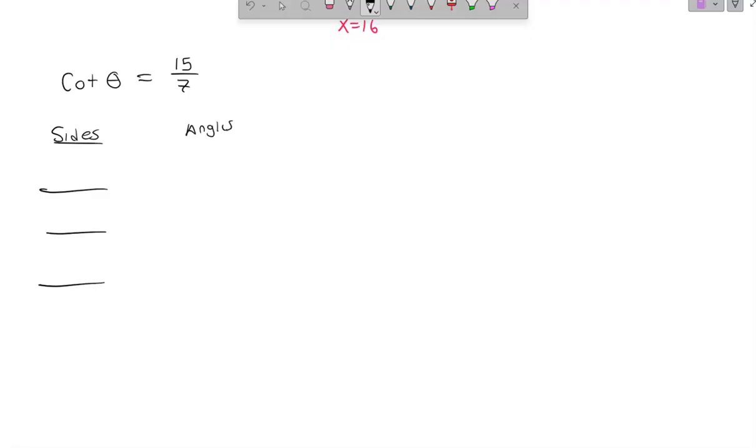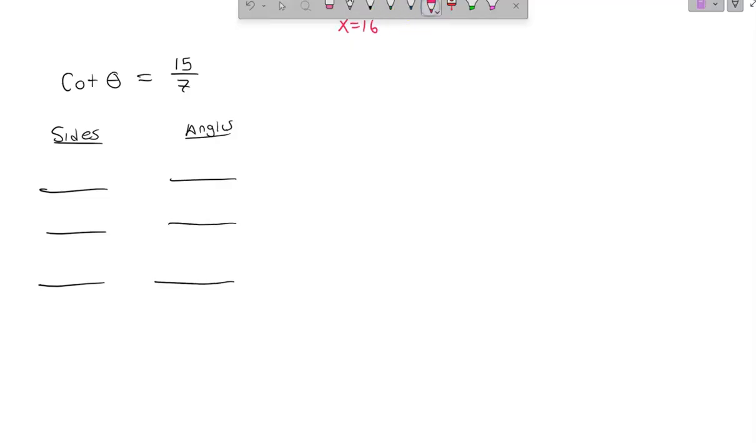So we don't have one in our notes, so I'm going to make one up here. Let's go ahead and actually use cotangent this time, and I'm going to give you cotangent of theta as 15/7. All right. So we're going to do the same thing. I want to figure out what my three side lengths are, so we'll just leave some blanks here, and then figure out what my three angles are going to be as well. So 1, 2, and 3.